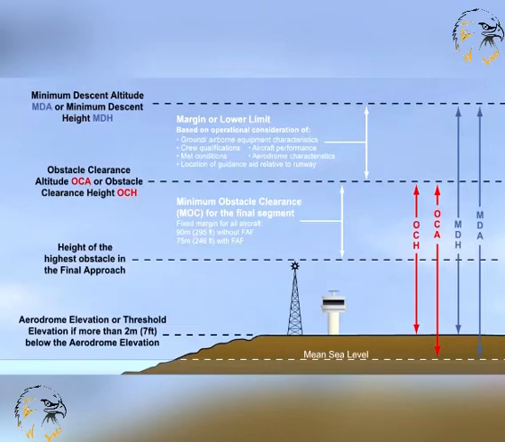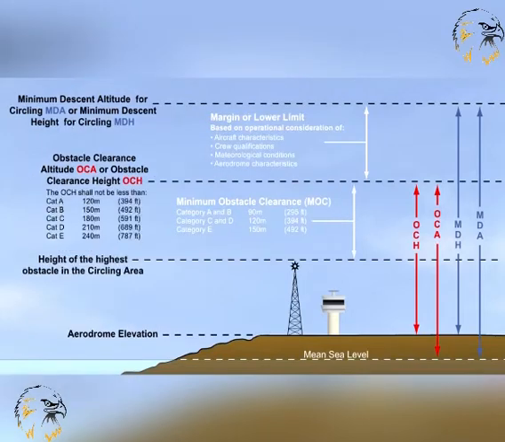Again, this is very similar to the definition of minimum descent altitude or height, MDA or H, for a non-precision approach. That is, the lowest altitude or height above the aerodrome elevation or the relevant runway threshold, if the threshold is more than 7 feet below the aerodrome elevation, below which the aeroplane cannot descend without seeing the required visual references. Again, not descending until visual will ensure compliance with OCA or H criteria.